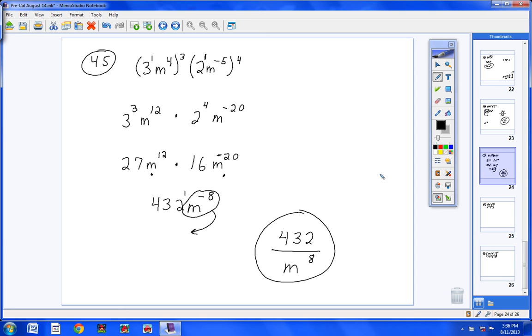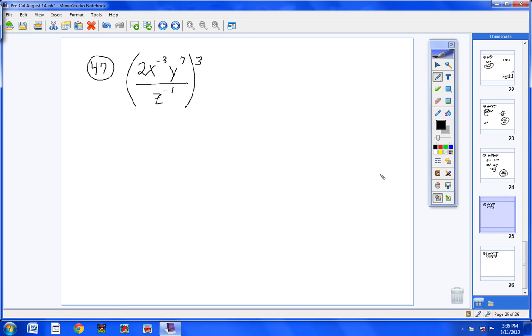Okay, let's move on to number 47 and number 49, and we'll be finished. Wow, okay, now watch carefully. I've got a really big parentheses around an entire fraction, with a power of 3 on the outside. Now what that simply means is this 3 gets multiplied times all of the exponents on the inside here, okay?